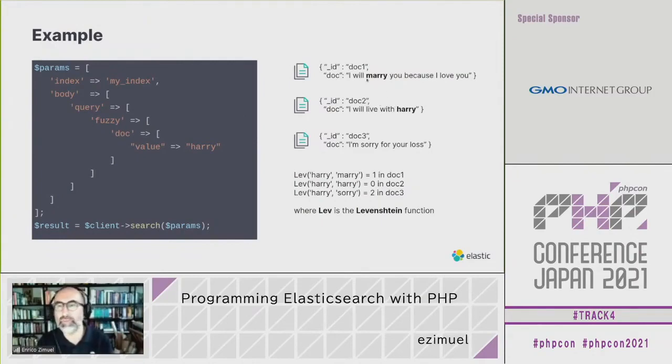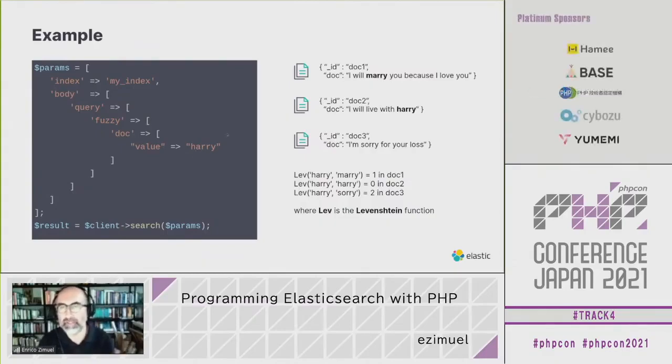And as you can see, document 1 is not exactly Harry, but it's very close to Harry. So maybe the user misspelled Harry and wanted Mary as well. So again, this is a very nice feature if you want to have advanced search.